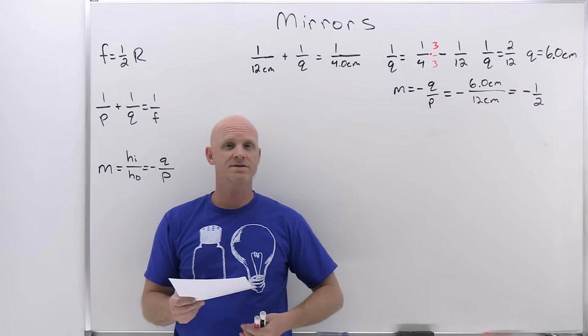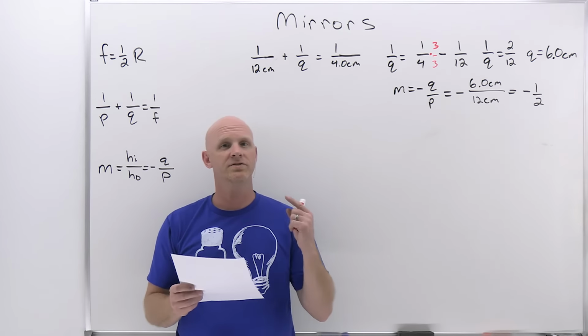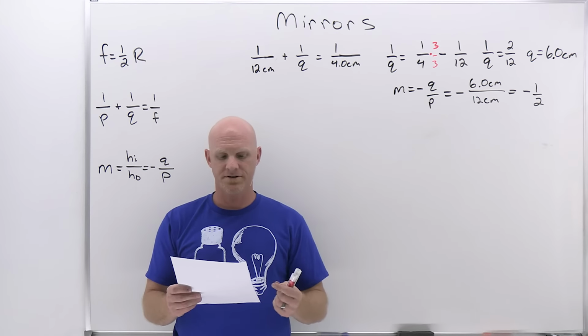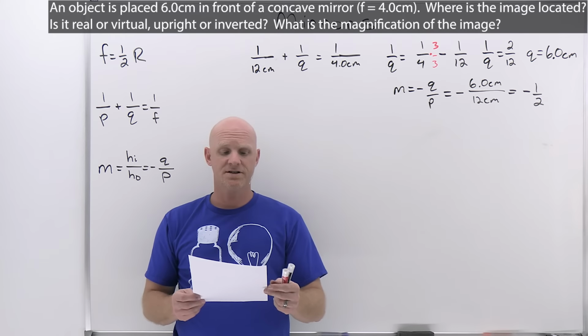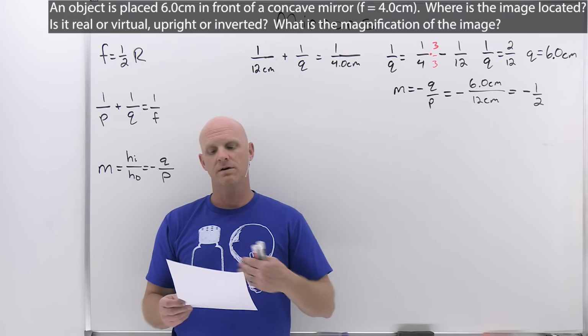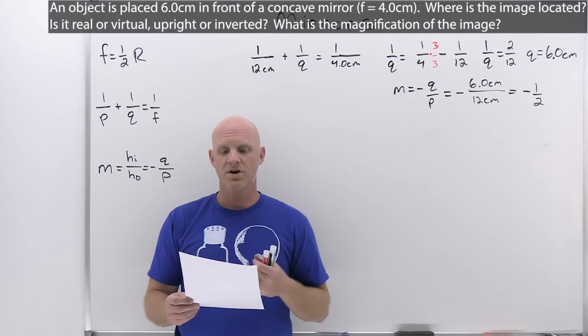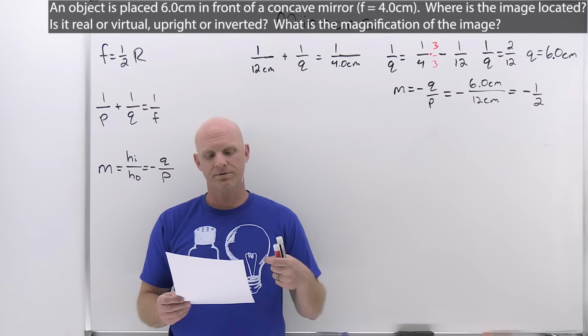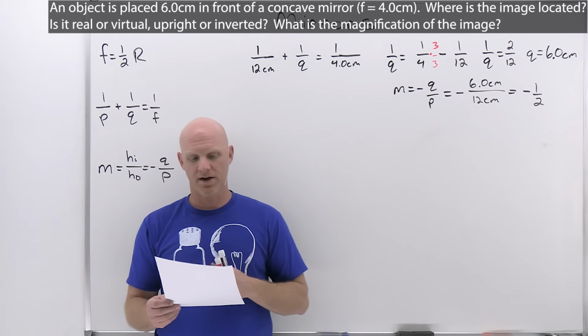All right, so the second question should look nearly identical to the first one, except we're placing the object at a different distance from the mirror. So it says an object is placed 6.0 centimeters in front of a concave mirror, in parentheses f equals 4.0 centimeters. Where is the image located? Is it real or virtual, upright or inverted? What is the magnification of the image?